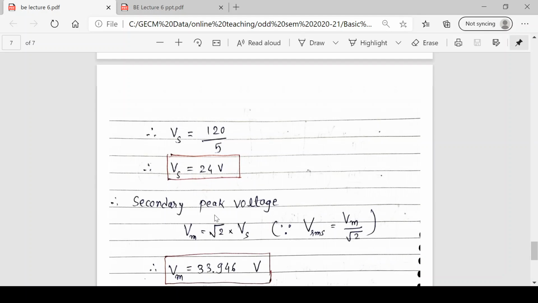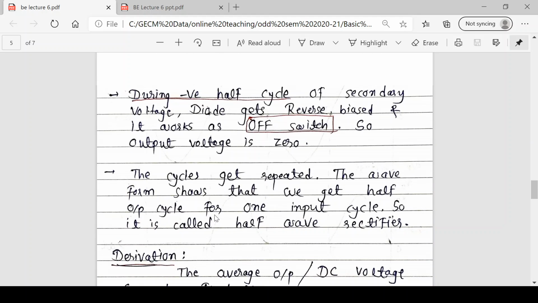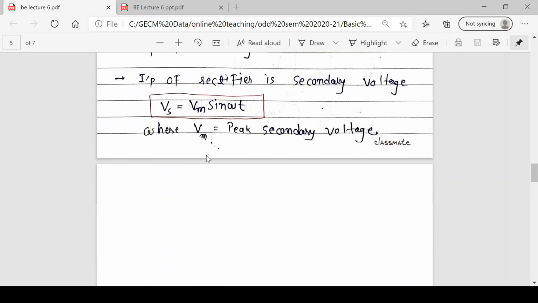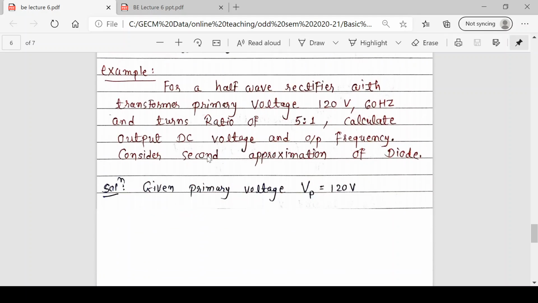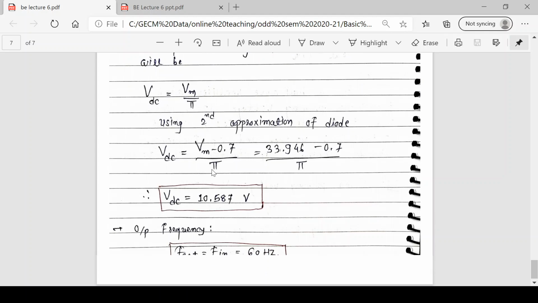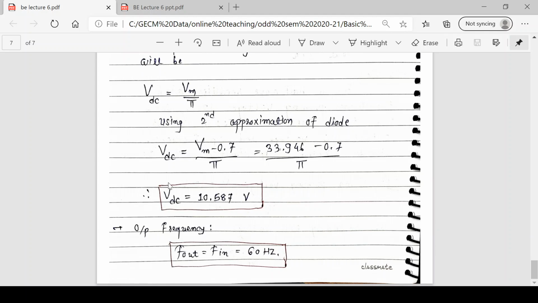I want to show you again the DC value of the output voltage in the waveform. It was 0.318. So it is shown as a dotted line, you can see. Your output is pulsating, but if you take average VDC, then it will be around 0.318 times Vm. This is Vm and it will be 0.318 times Vm. So it is not equal to Vm, but it is 0.318 times Vm. So in our example, our output voltage is 10.587 volt.